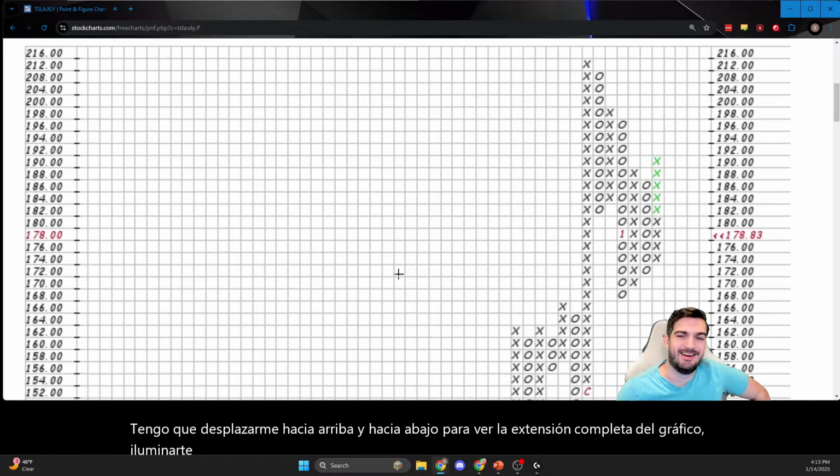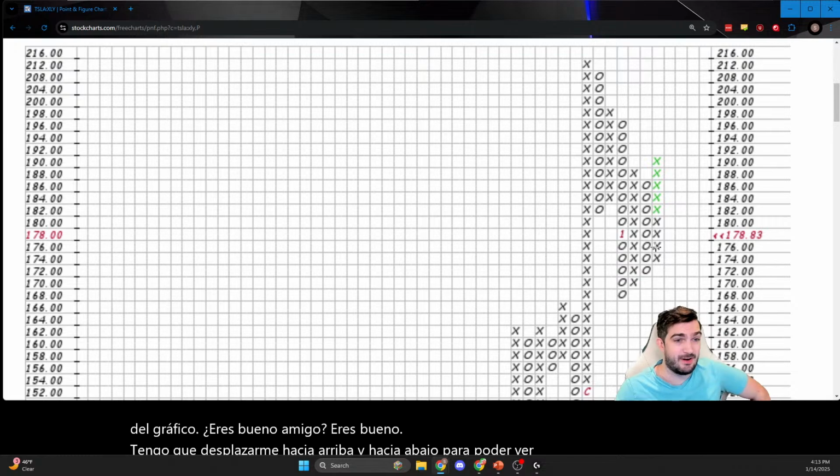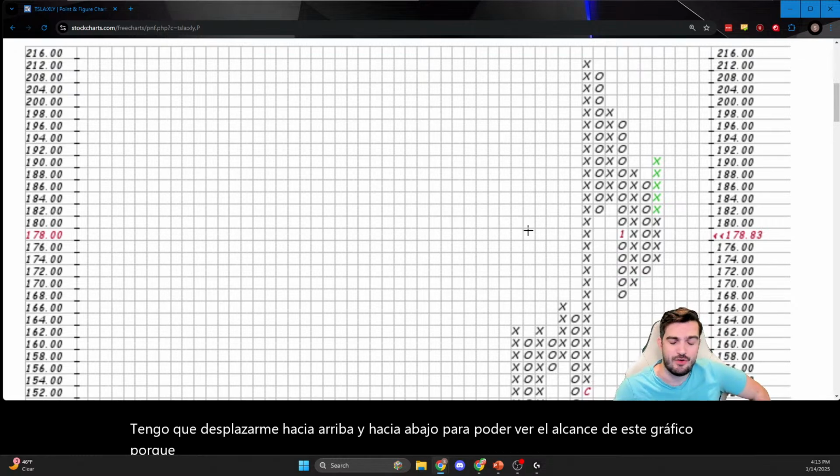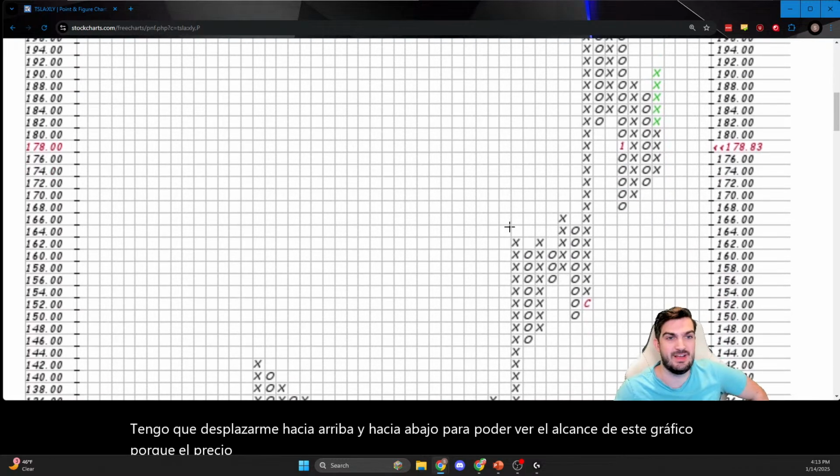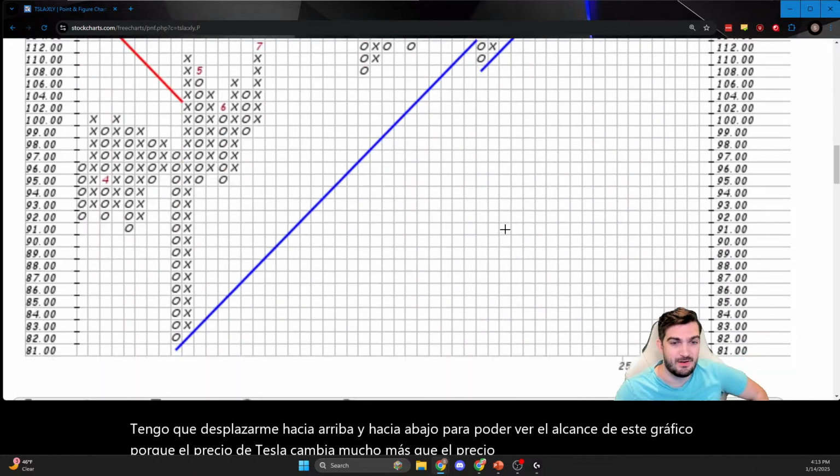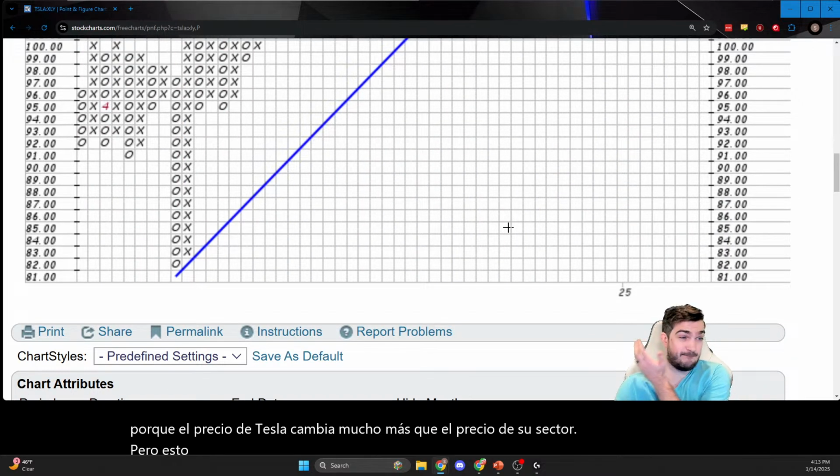You're good. I have to scroll up and down to be able to see the extent of this chart because the price of Tesla changes so much more than the price of its sector. So this is a clear example of Tesla does not follow the performance of its sector.